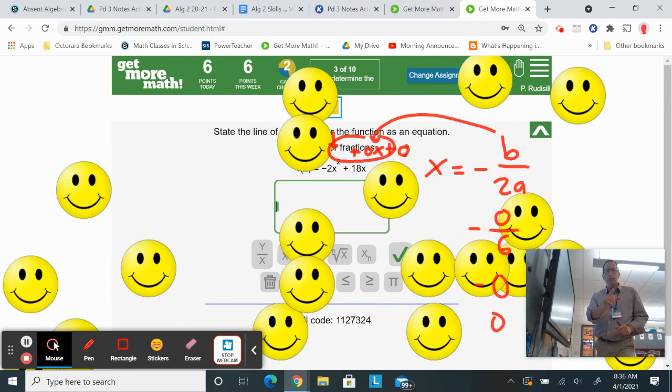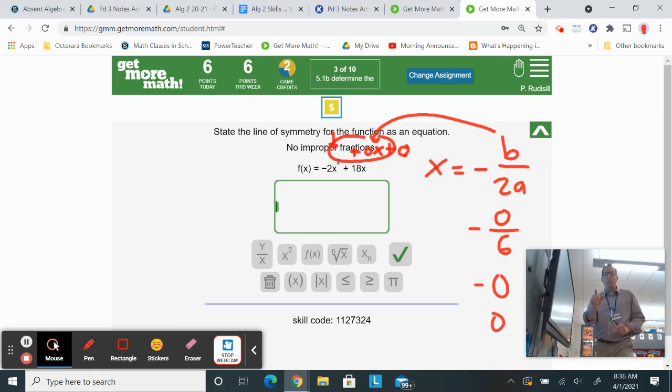All right, good luck with those. Do your best. Use that formula. Watch out for negatives. Use a calculator to check your computations and simplify at the end.